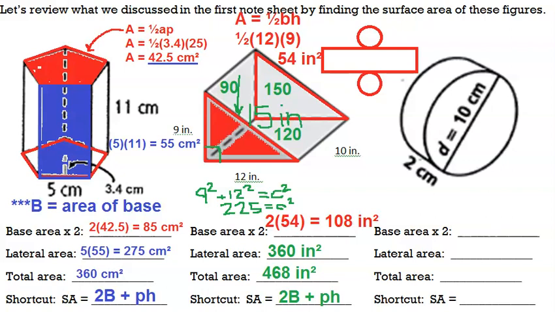All right, let's do the cylinder. Now this one's a little bit tougher for a lot of people. We know that the diameter is 10. That means the radius is 5. So that's a good start anyway. Now, we also know that the height of this cylinder is 2.